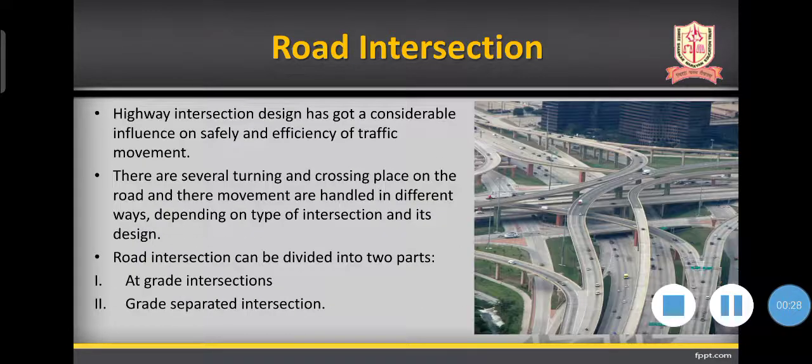Okay, this is a road intersection. The highway intersection design has a considerable influence on the safe and effective movement of traffic. There are several turns and crossings placed on the road, and the movements are handled in different ways depending on the type of intersection and its design. The road intersection can be divided into two parts: at grade and grade separated intersection.